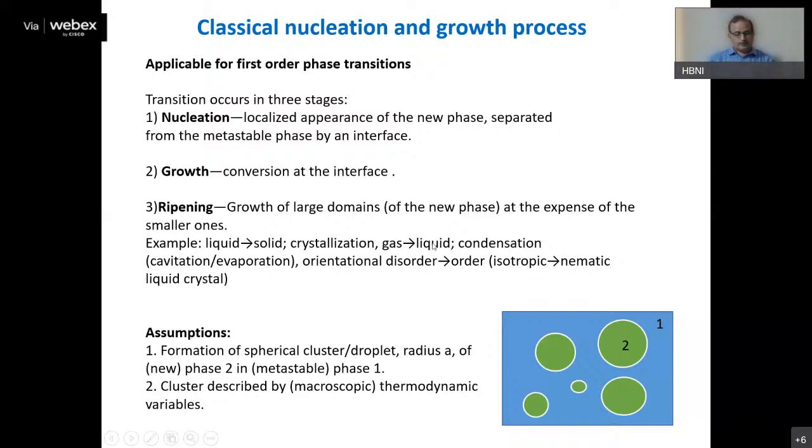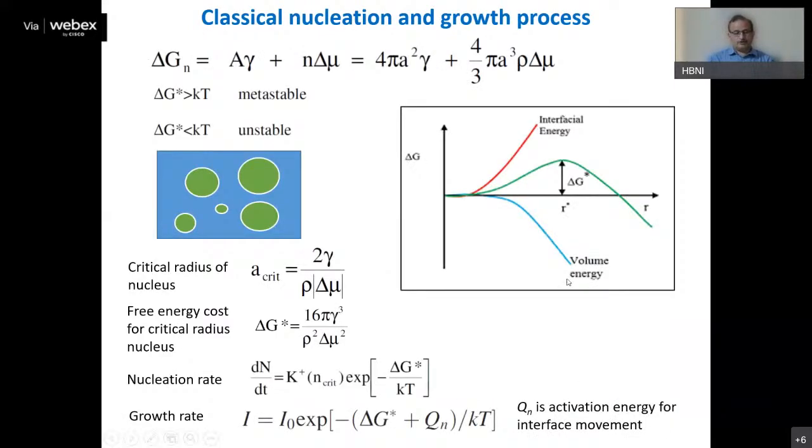One of the assumptions of this nucleation and growth process is that the formation of the nuclei is spherical. And the second phase, which is the stable phase in the new thermodynamic condition, is arising in the background of this metastable phase. And we can actually quantify the formation of this critical nucleus by the free energy change.